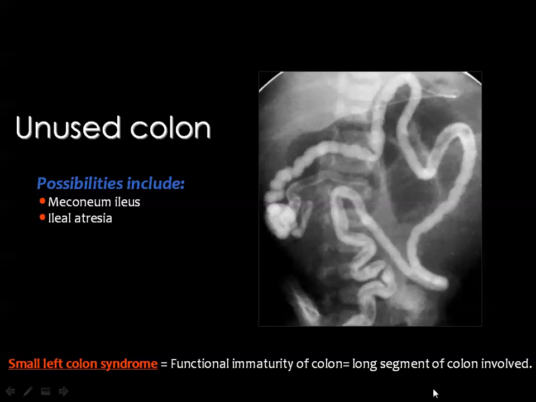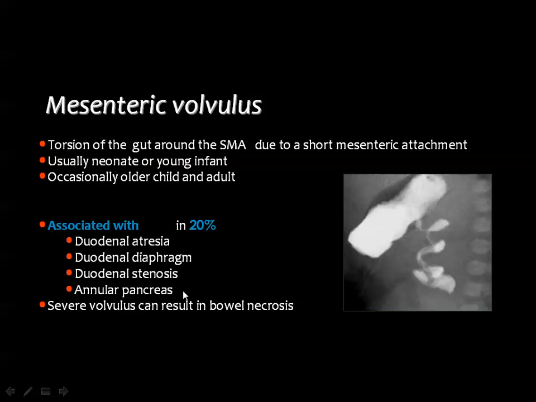And then if you see a colon like this, which is usually termed unused colon, this is because no residues came to the colon, either due to meconium ileus, which means obstruction of the distal ileum by inspissated meconium, or ileal atresia. And these are the two most common causes that can result in this small unused colon. Then we'll discuss meconium ileus later on.